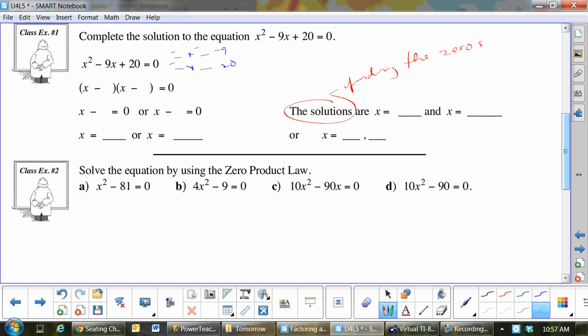Good. What would I be looking for, numbers? 5 and 4. x minus 5, x minus 4. So what would be the zeros? What are the zeros? Let's just write it over here. The zeros are 5 and 4.